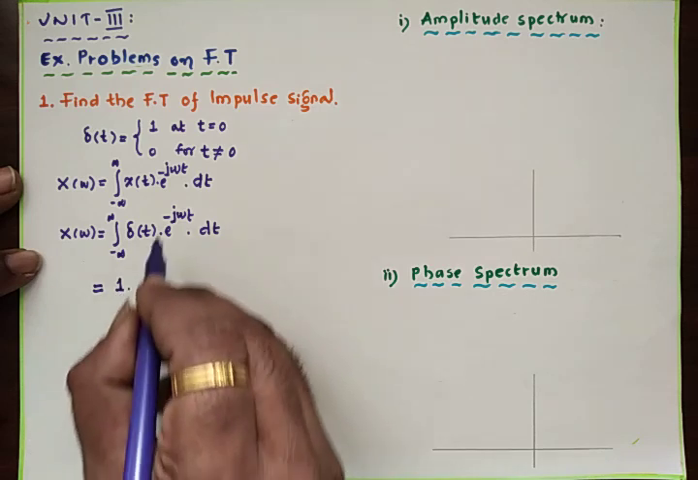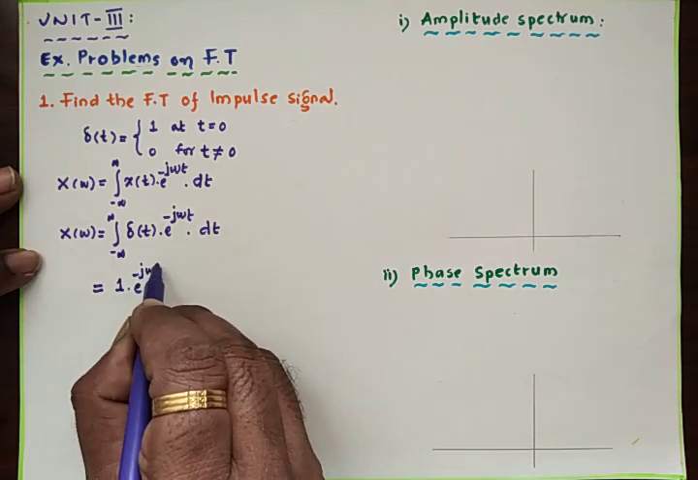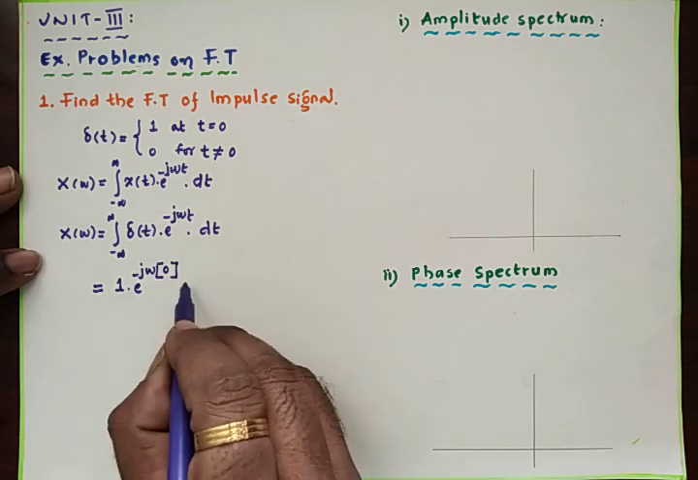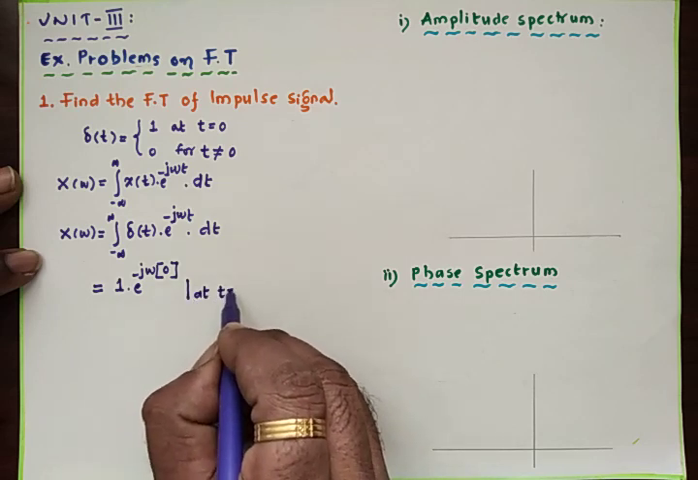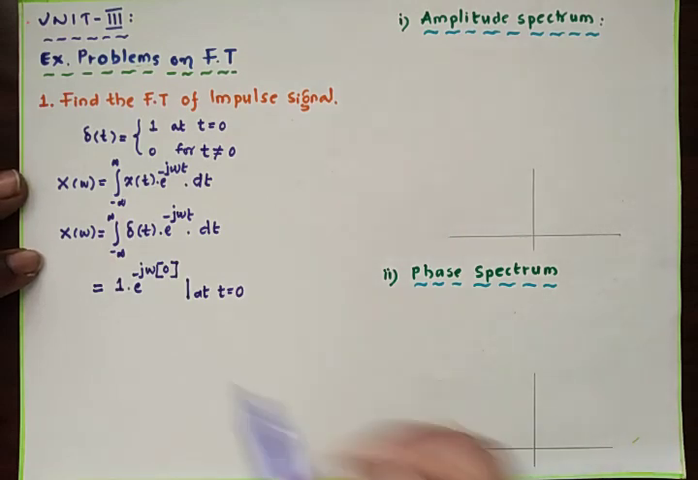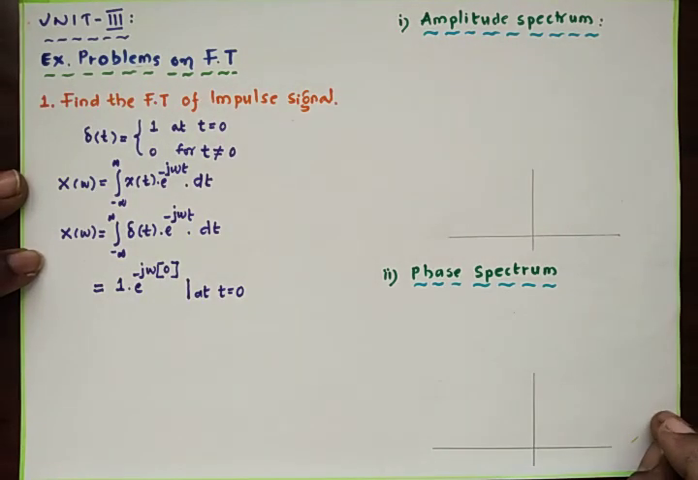If t is equal to 0, this will be e to the power of minus j omega t, and we are saying that t is equal to 0. I am substituting t equal to 0. This is at t equal to 0 only, because an impulse signal can have amplitude at t equal to 0 only, so we do not need to apply the integration from minus infinity to plus infinity.